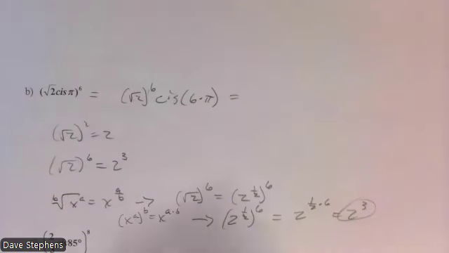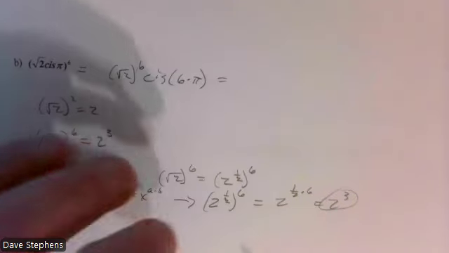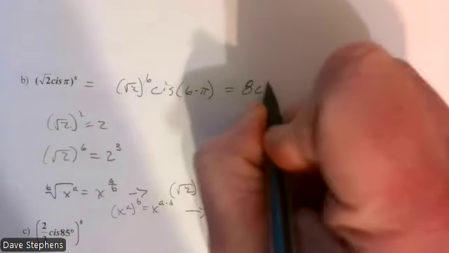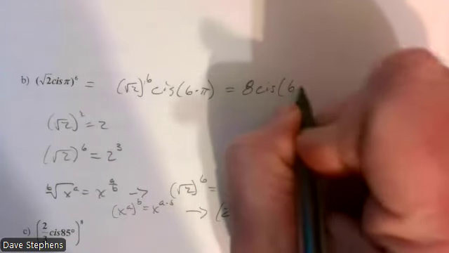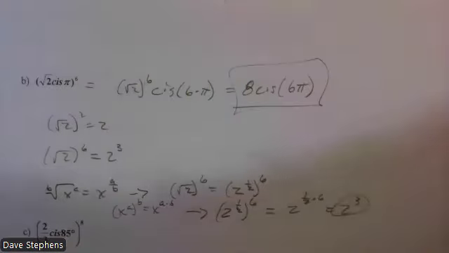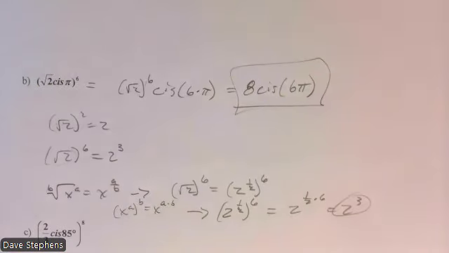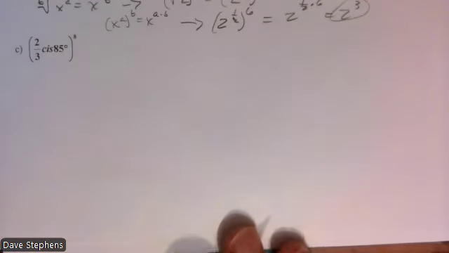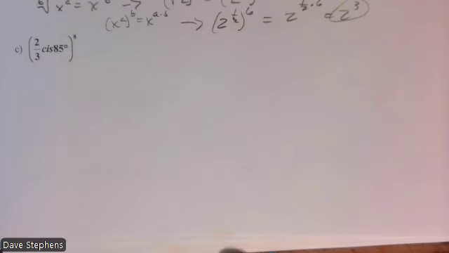And then 6 pi. So we have 2 to the 3rd, 2 times 10 to the 4, so that's 8 cis 6 pi. Final answer. Feel good about that. All right. 2/3 cis 85 raised to the 8th power. That's a lot.